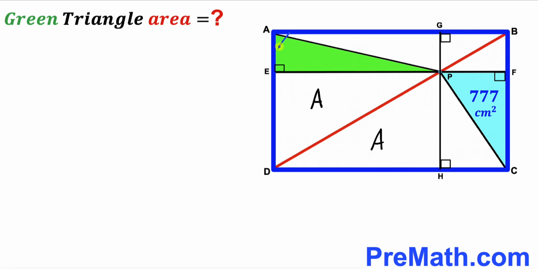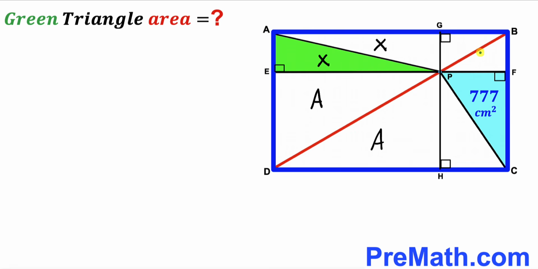Now we are going to focus on this next rectangle whose diagonal is AP. This diagonal divides this rectangle into two equal areas. The area of this triangle is equal to the area of this triangle. If I label the area of this triangle as X, then the area of this triangle is X as well.